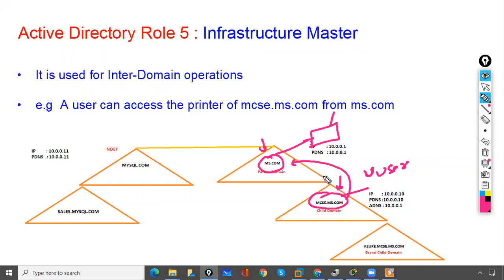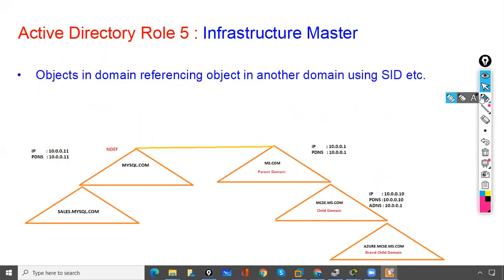So who is allowing these two different objects from different domains to communicate? It is done by infrastructure master. So it is used for inter-domain operations. A user can access the printer of mcsc.ms.com from ms.com. So objects in a domain reference objects in other domains using SID. So how are they referencing the other objects using this SID?